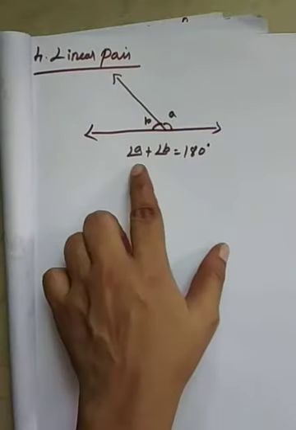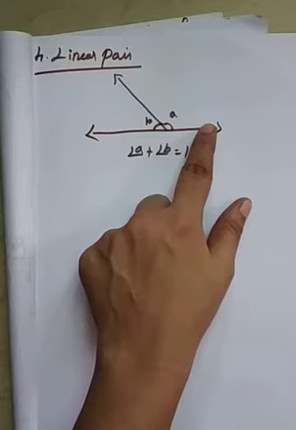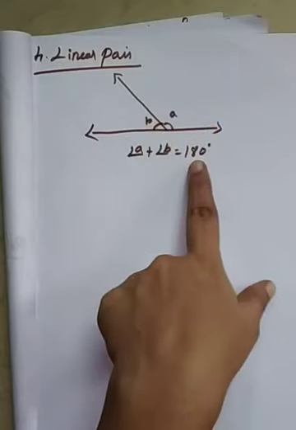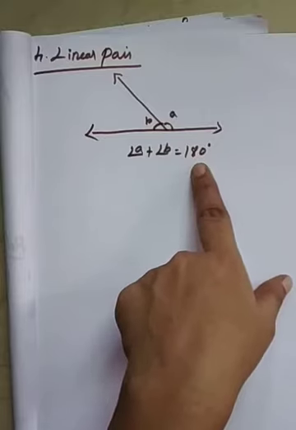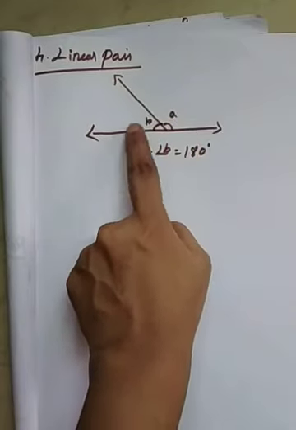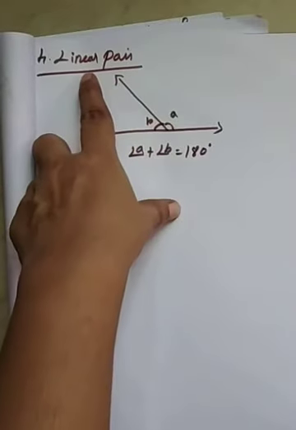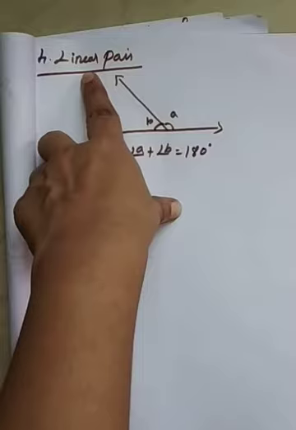Here angle A and angle B are adjacent as well as supplementary. Clear? What is meant by supplementary? You add the two angles, you will get 180 degree, that is called supplementary. Adjacent means this is one angle, this is another angle, so these two angles are called adjacent angles. So, they are said to form a linear pair. What is meant by linear pair?